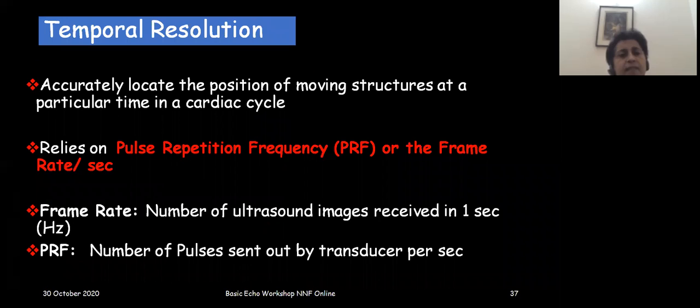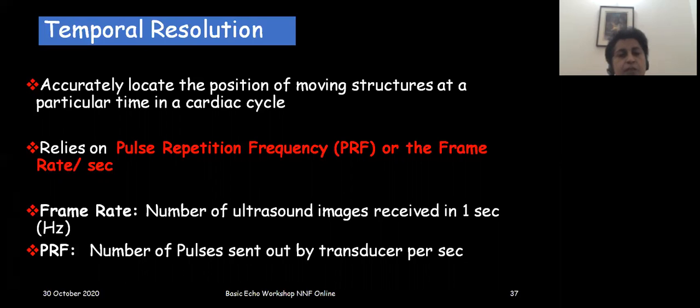And finally, the fourth kind of resolution, which is important, is the temporal resolution. This is to accurately locate the position of moving structures in a cardiac cycle. Now, there are two new entities that I'm going to introduce: pulse repetition frequency and the frame rate per second. Pulse repetition frequency is the number of pulses sent out by a transducer per second, whereas the frame rate is the number of images received in 1 second.